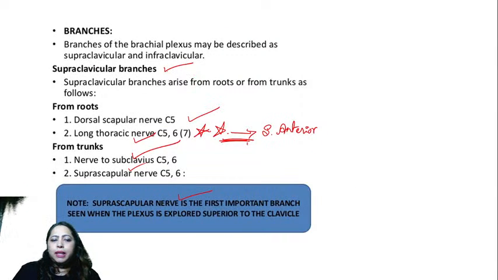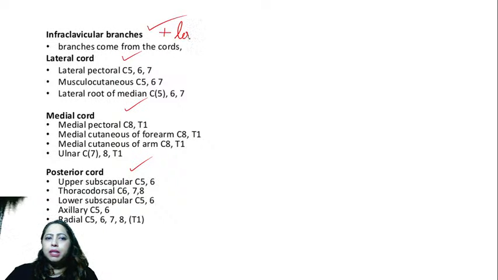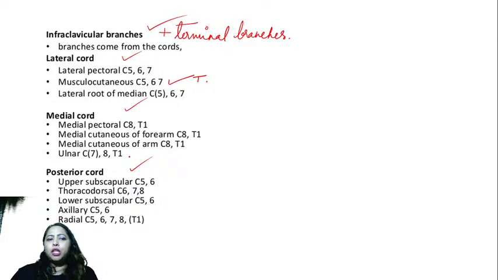Okay, we'll go to the next one, infraclavicular branches. The infraclavicular branches, so many come from there. You have branches from the lateral cord, medial cord, and the posterior cord. You remember that there are some terminal branches in the infraclavicular part. So you have musculocutaneous, this is a terminal branch. You have ulnar, this is a terminal branch. You have axillary, terminal, radial, terminal.